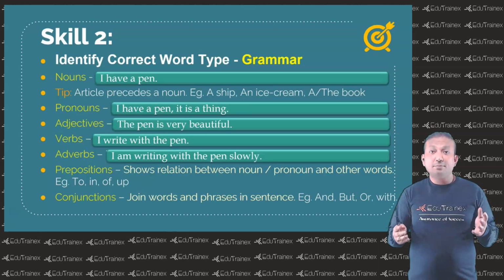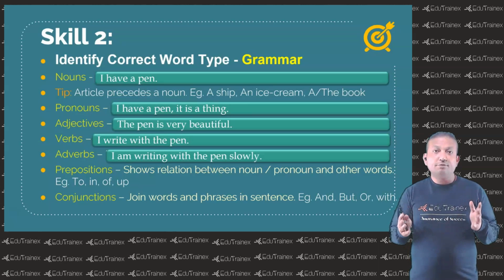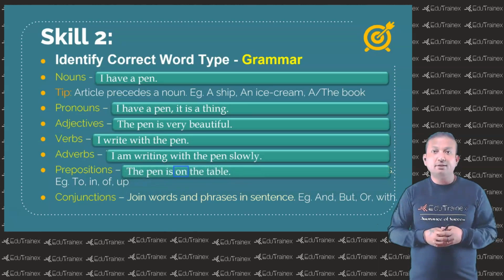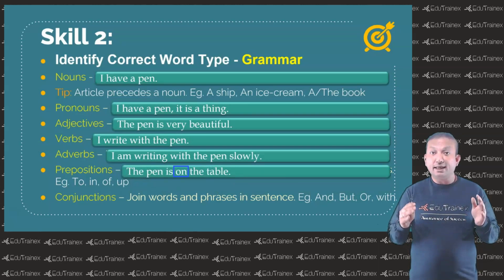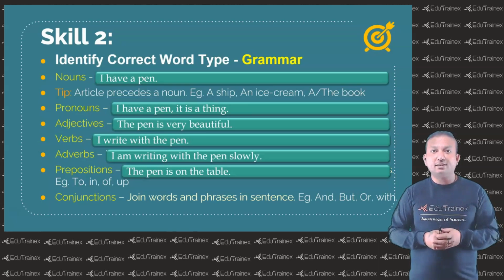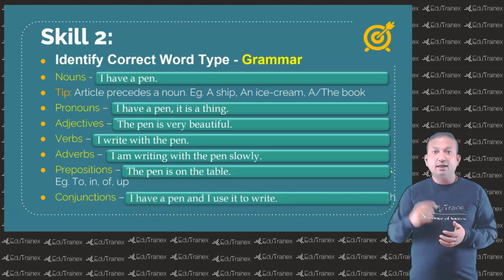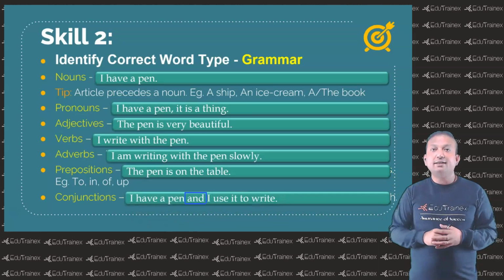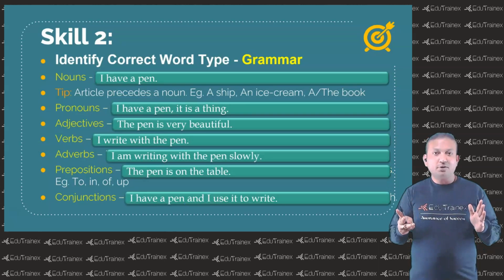Out of the remaining, a preposition shows relation between nouns and pronouns and other words. So if I say the pen on the table, on here is our preposition, as it shows relation between pen and table. And lastly, the conjunctions. These are basically words that we use to join words together or phrases together in a sentence. So if I say, I have a pen and I use it to write, so and here is a conjunction. I'm quite sure now that you have understood the basic grammar word types using this simple technique.